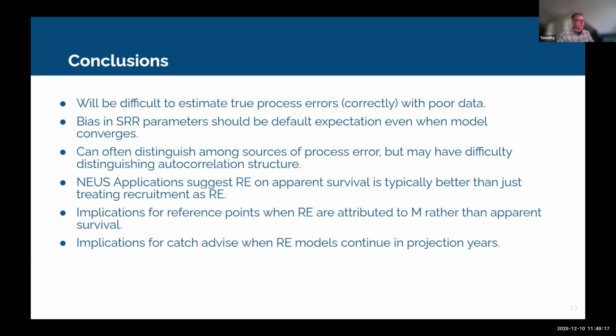And then just another thing about random effects is that where you put the random effects is going to be important for implications for reference points and how you're determining stock status. So, for instance, if you have random effects on M rather than apparent survival, that M is used in defining reference points, and so it will affect your reference points. But if it's on apparent survival or the survival random effects, not necessarily. And then projecting the random effects into the future has important implications for catch advice too, because it's affecting what your stock is going to be in the future, and so you have to make sure that you're getting your correlation process correct for those random effects when you're projecting into the future.